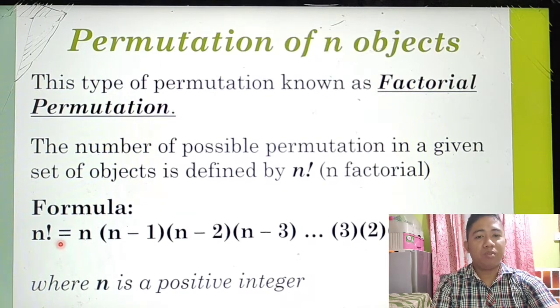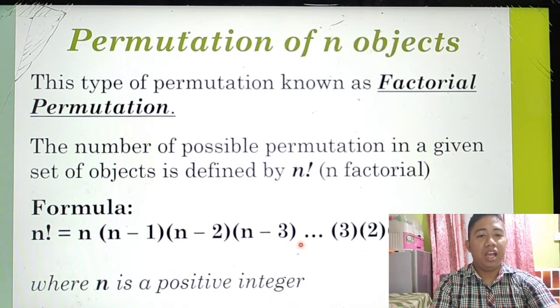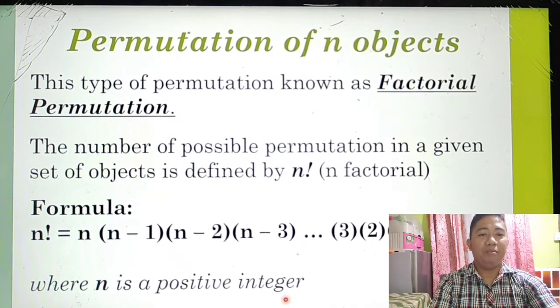N factorial is equal to n times the quantity of n minus 1 times the quantity of n minus 2 times the quantity of n minus 3, and so on until it reaches 3 times 2 times 1, where the value of n is any positive integer, also called a counting number or natural number.